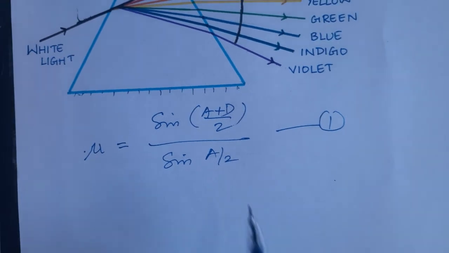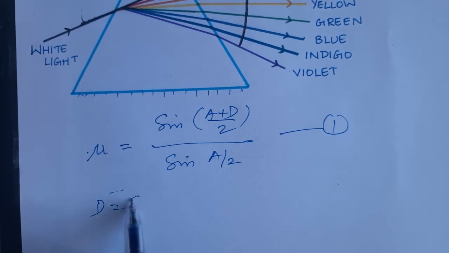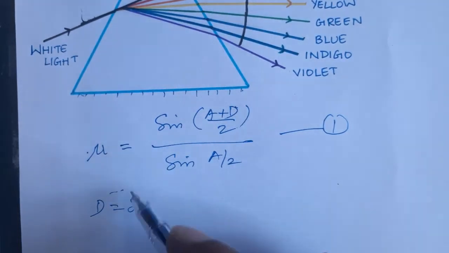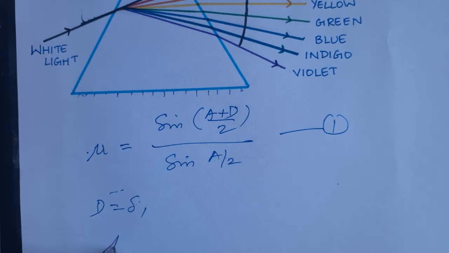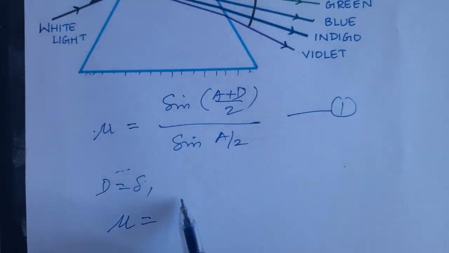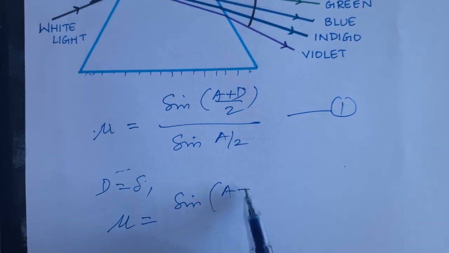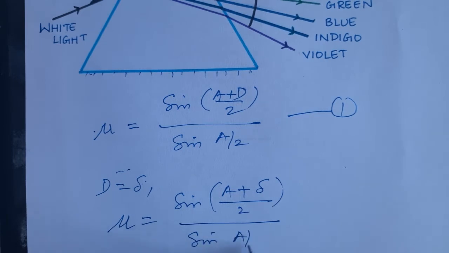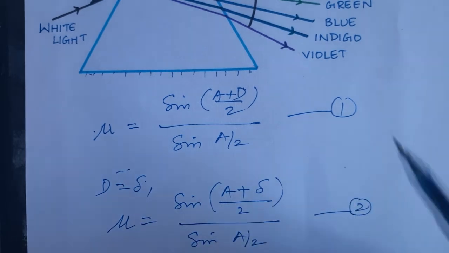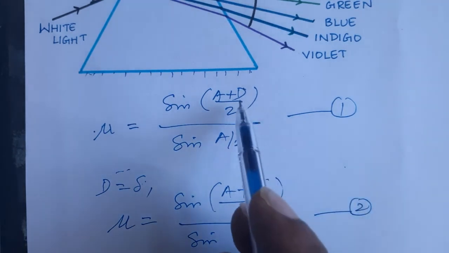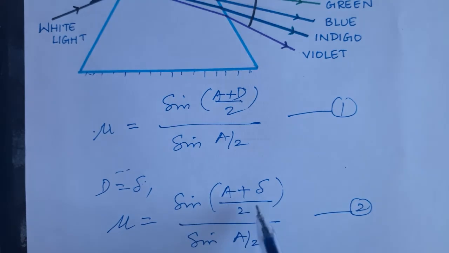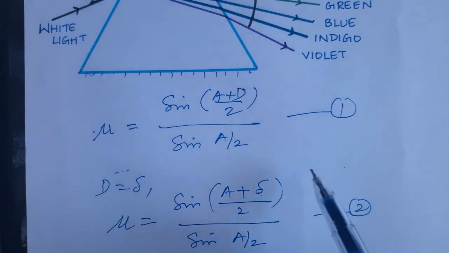Now, for small angled prisms, D is chosen as delta. In place of capital D, you just replace it with delta. Write the same equation as mu equal to sine of (A plus delta) by 2 by sine of A by 2. Take it as equation number 2. There is only a small difference between 1 and 2. Here capital D was used for deviation. For a small angle prism, the angles are very small, so we use delta in place of D. That is the only difference between these two equations.